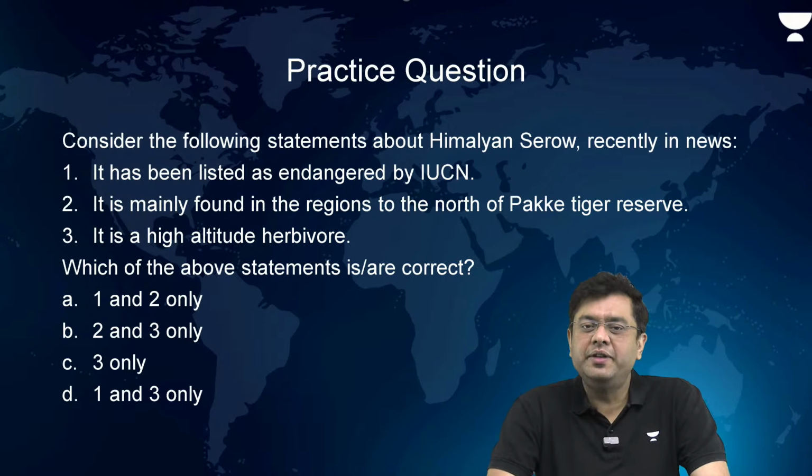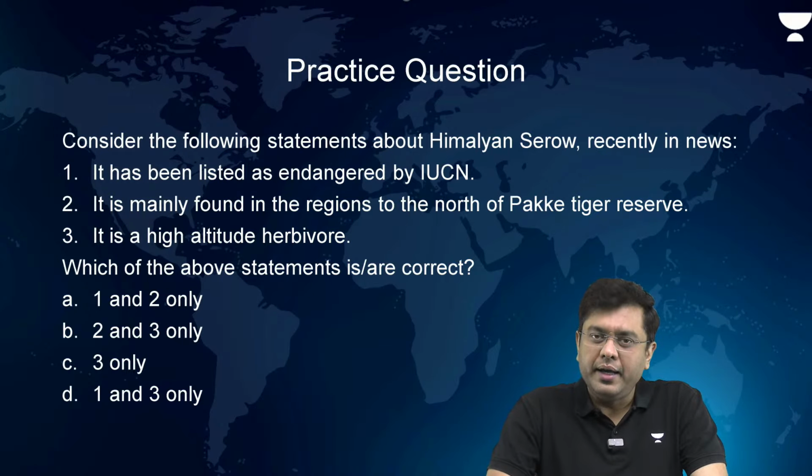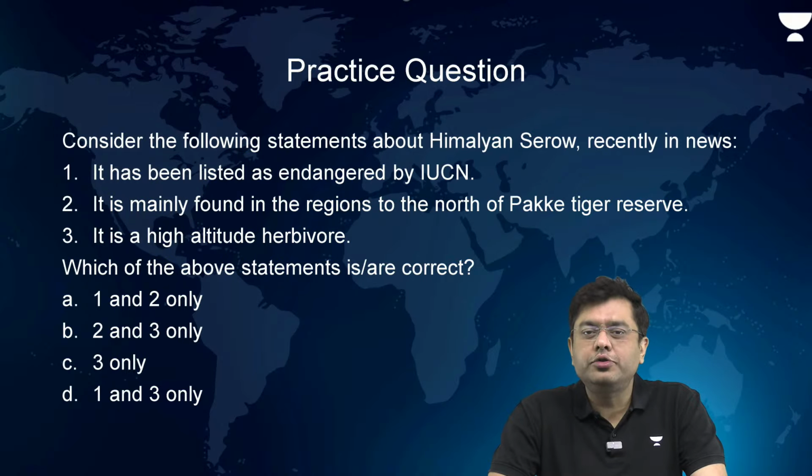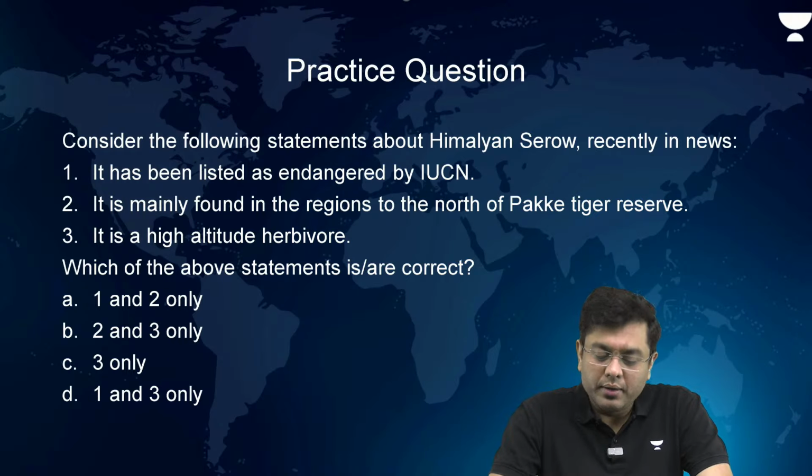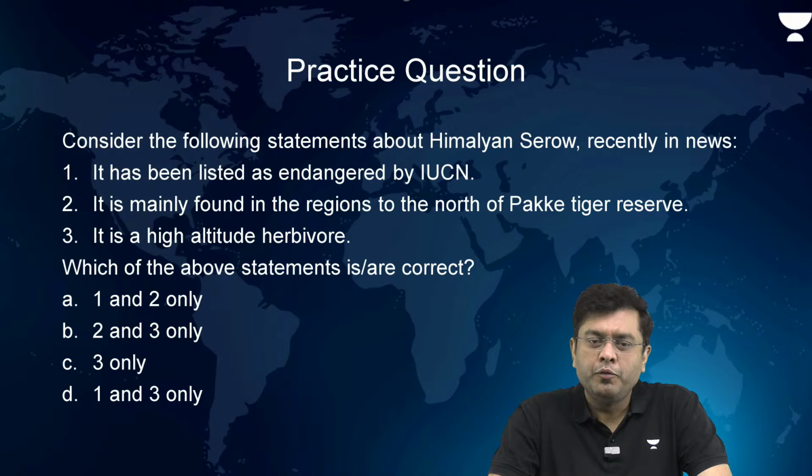Now, let us take a look at the question. Consider the following statements about Himalayan serow, recently in news. It has been listed as endangered by IUCN, mainly found in the regions to the north of the Pakke Tiger Reserve. It is a high altitude herbivore. Which of them is or are correct? What do you think? What is the correct answer in this?